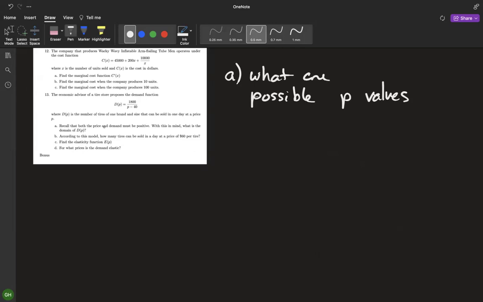Well, really, all that we have to keep in mind is what they tell us here, that the price and the demand have to be positive. And looking at this, we also don't want to divide by 0. So I guess three things to look out for. P is positive, so it is greater than 0.